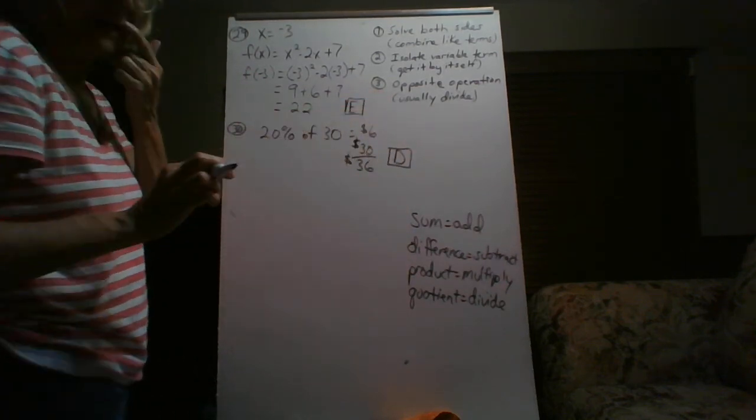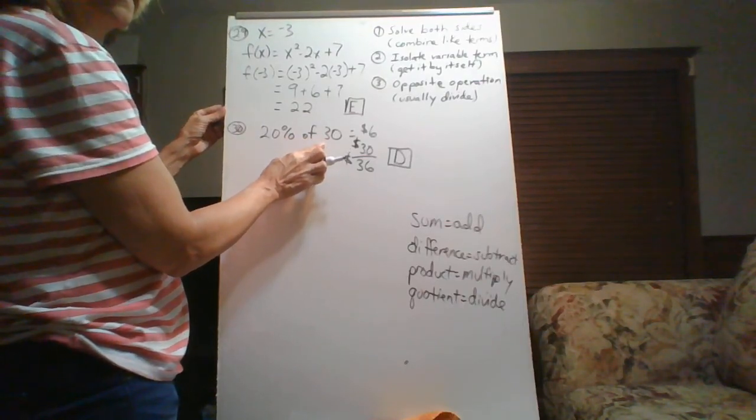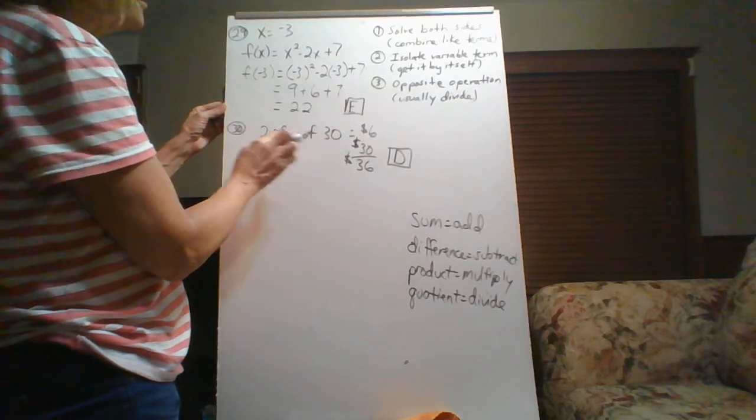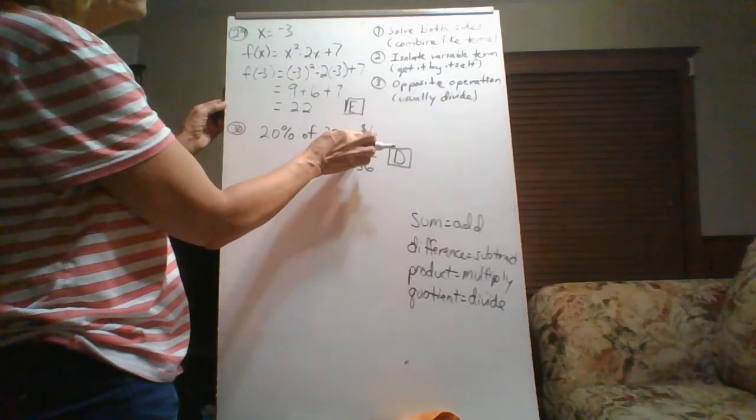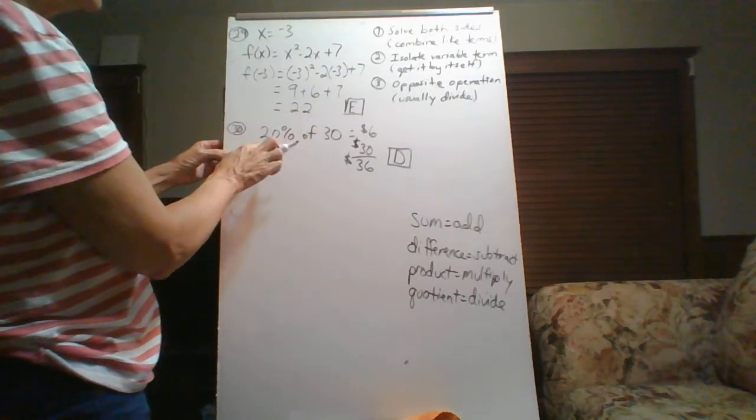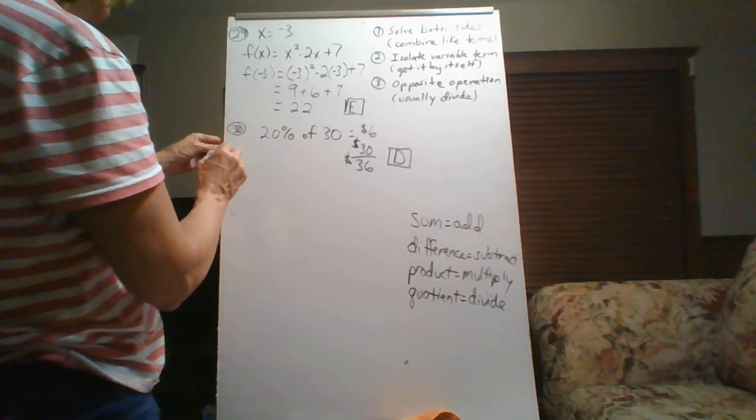Those of you who do math in your head sometimes, if you can tell me what 10% of 30 is, remember you move the decimal over 1. 10% of 30 is 3. So 20% of 30 is 6. You don't have to be able to understand that, but some of you guys, that's easier for you. But just do 20% of 30, do it on your calculator, and it'll tell you.